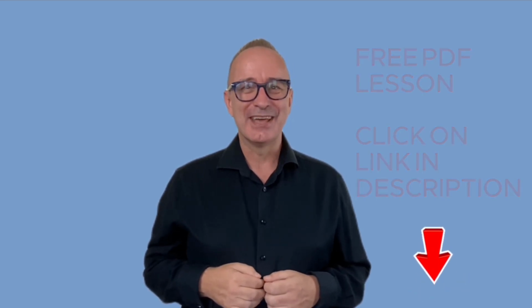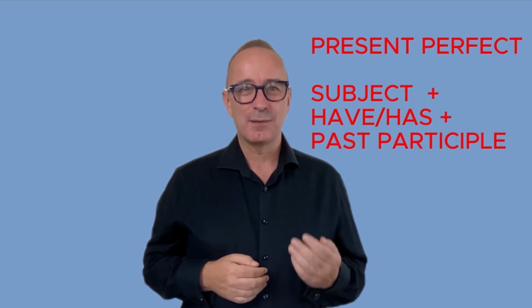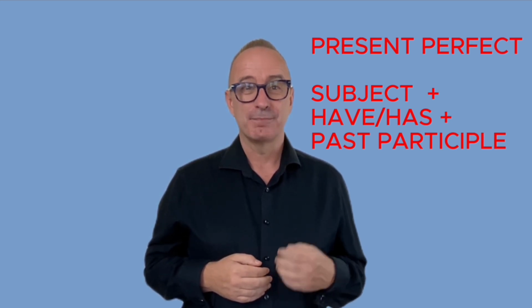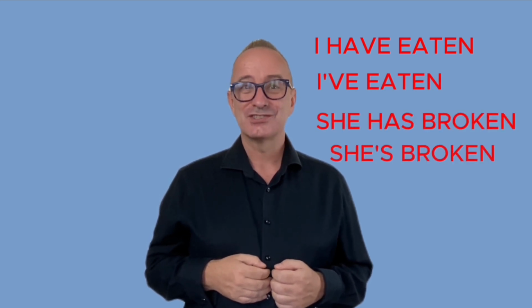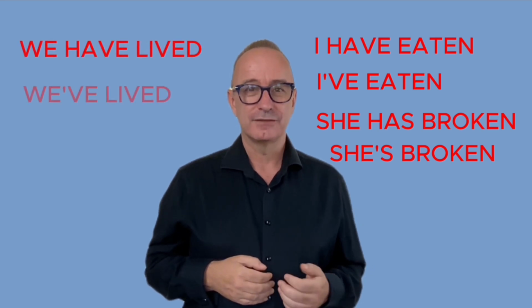Great, let's begin. So the present perfect is formed by using the subject plus the auxiliary verb have or has plus the past participle of the main verb. So for example, I have eaten or I've eaten. She has broken or she's broken. We have lived or we've lived.